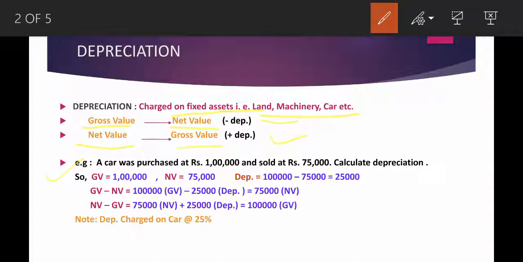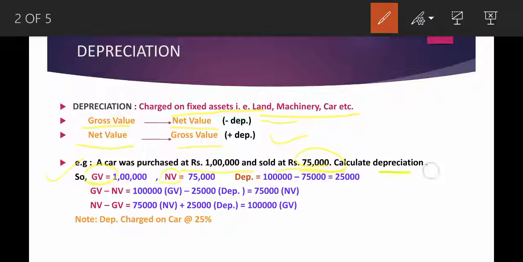Here in the example it says a car was purchased at rupees 1 lakh. How much? 1 lakh. And was sold at rupees 75,000. So the purchasing price of the car is 1 lakh and the price at which it has been sold is rupees 75,000. The price at which the car was purchased is known as gross value. And the price at which it has been sold, that is 75,000, is known as your net value.